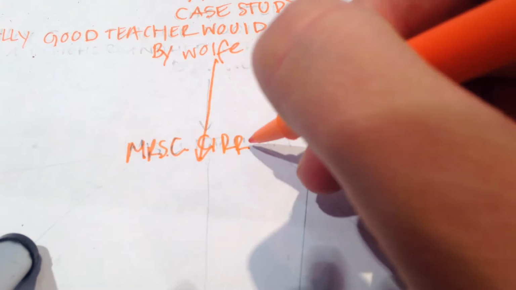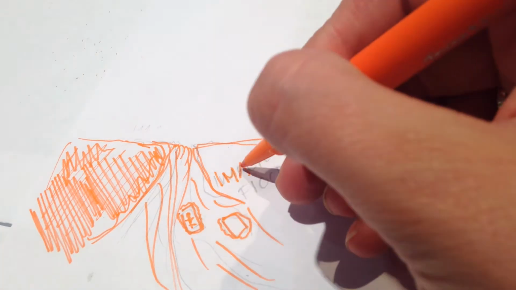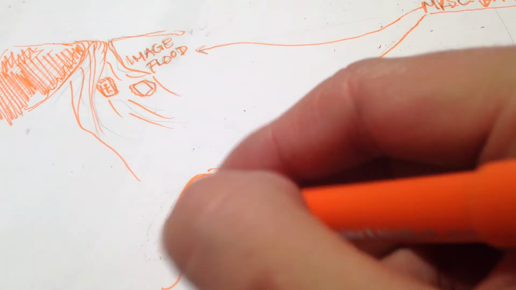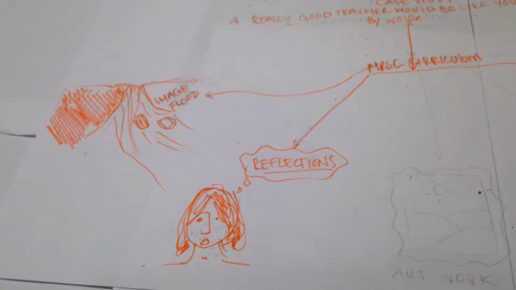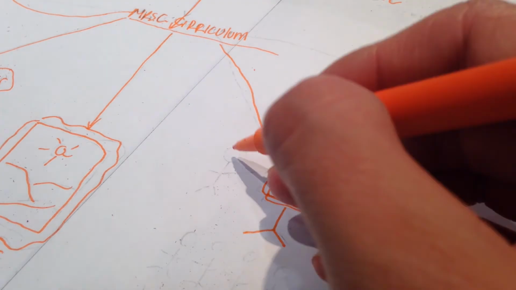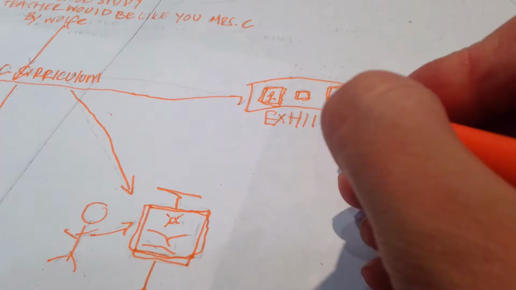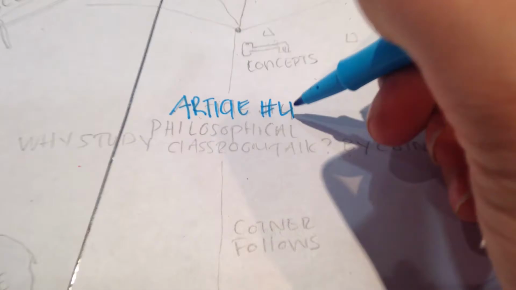Her curriculum, similar to a DBAE, had an image flood. She gave students images, a reflection, which was done midway through and at the end of the project, artwork, which was them making and her demonstrating, a critique, which was done midway through and at the end, and then an exhibition, which was worked on as a group.